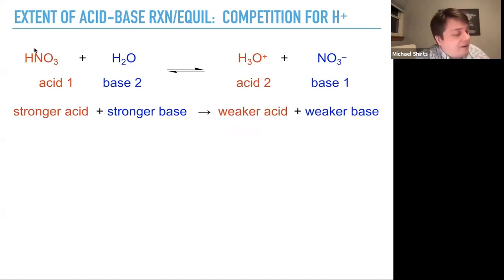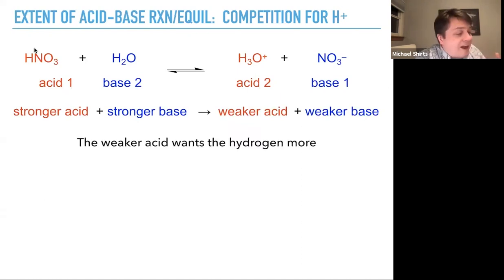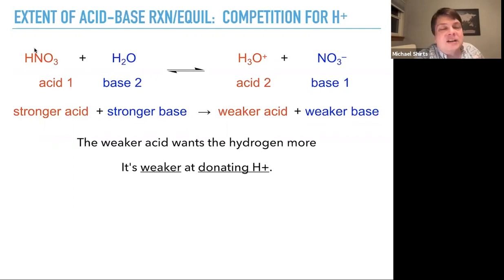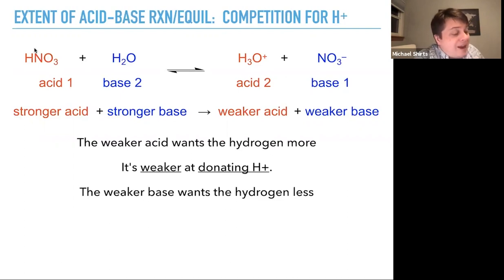It's stronger at giving up that proton. The weaker acid wants the hydrogen more. So in this case, H3O plus, that's the weaker acid. It wants the hydrogen more than the nitrate does. It's weaker at donating H+. So when we think about a weak acid, it means that it's weak at donating H+. The weaker base wants the hydrogen less, right? NO3 minus, it's a weaker base because it doesn't really want that hydrogen at all. It's weaker at accepting H+, it doesn't want it.